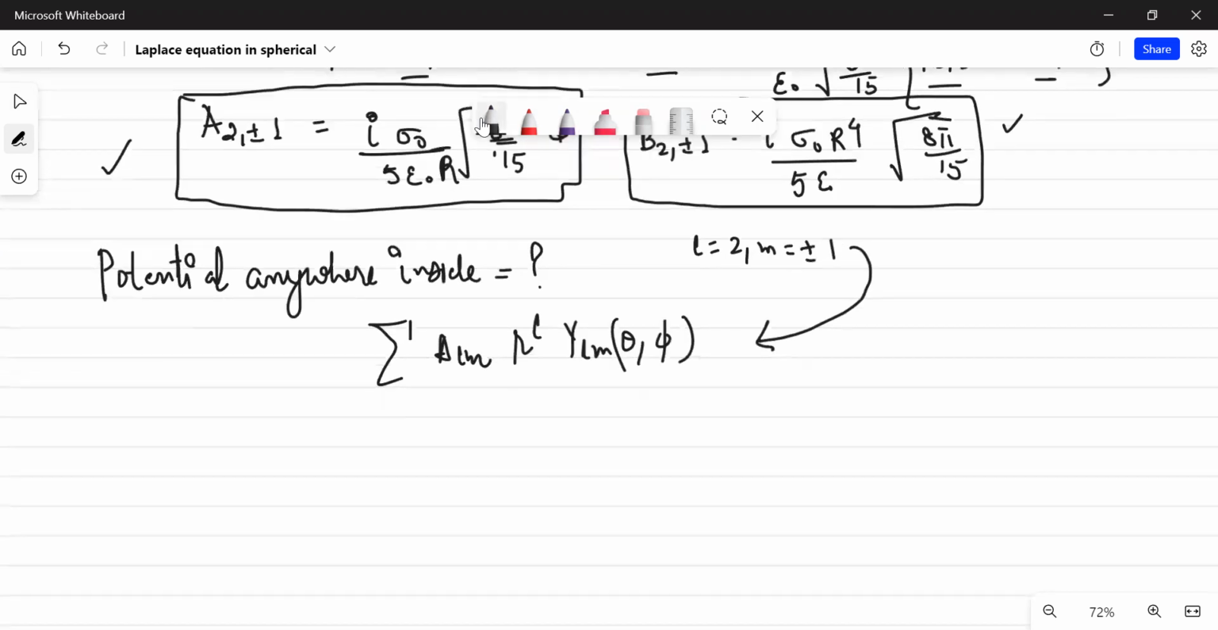It will come out as, because a2 plus minus 1 are similar, I'm not going to bother much. L is only 2, so I will write r square here. I don't have any other option. Okay, so it will be like iota sigma naught upon 5 epsilon naught r, and then there should be r square. And a2 plus minus 1, this is what, there will be some root over 8 pi upon 5 as well. I think this is 5 or 15.